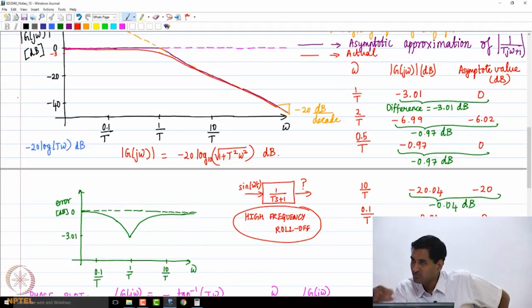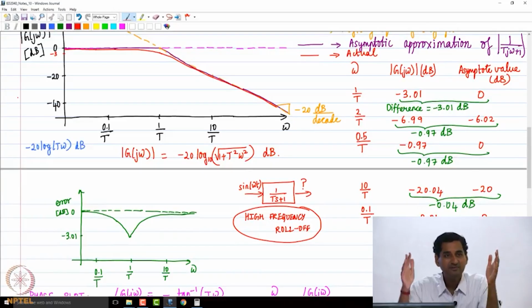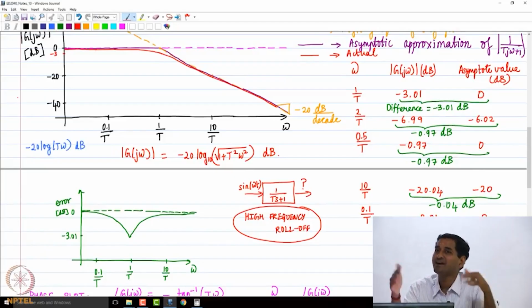What is 3 decibels lower than the low frequency value here? Here the low frequency value is 0 decibel. What's 3 decibels below 0 decibel? Minus 3 decibel. So you see that the transfer function of this form achieves minus 3 decibels at 1 by capital T, which is the corner frequency. In filtering terminology, that's called the cutoff frequency. And the frequency range between 0 and the cutoff frequency is what is called the bandwidth.